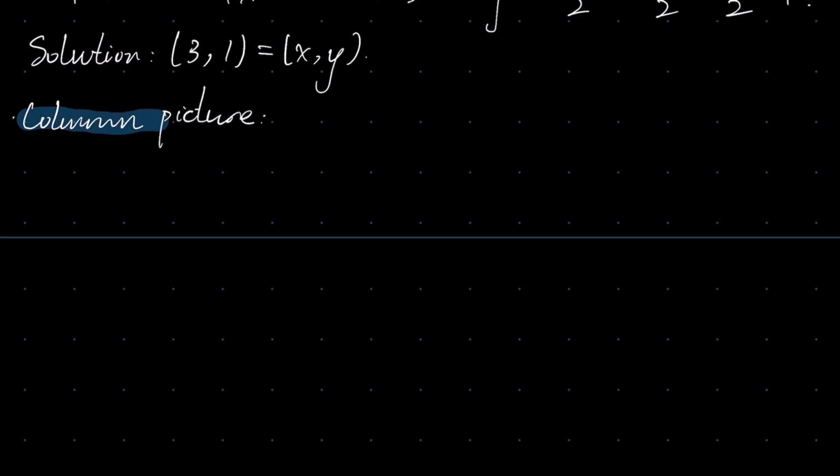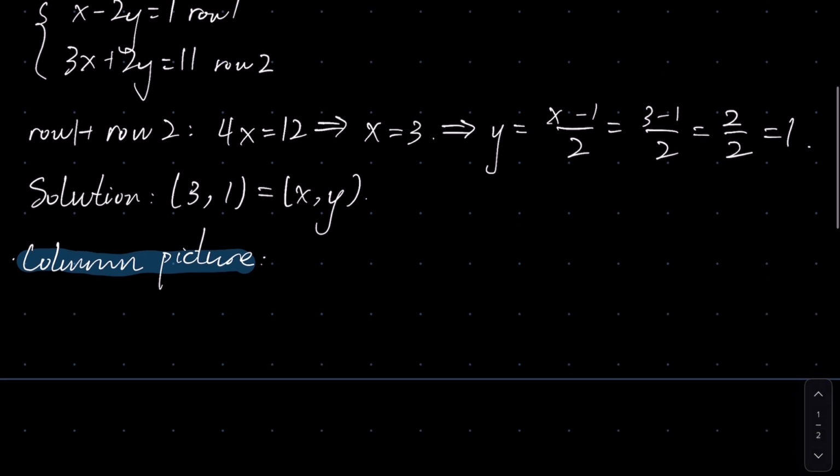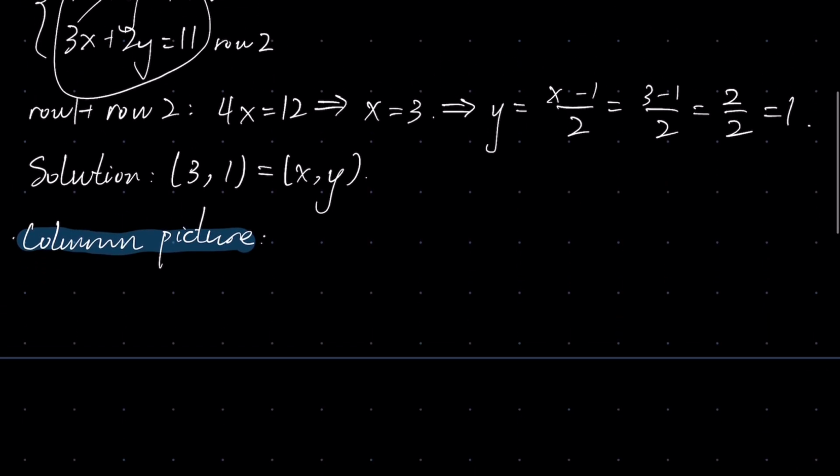The column picture is the picture that you'll be using mostly in linear algebra. We're going to treat this system of equations as a matrix equation, and we'll be deriving that very soon. So first of all, let's look at how we can turn this equation into vectors. Notice that this equation can be written like this.